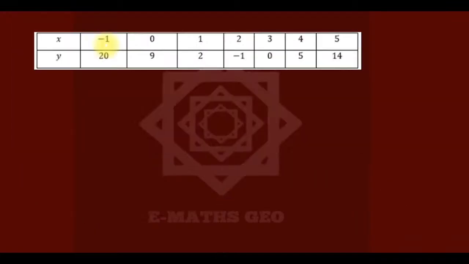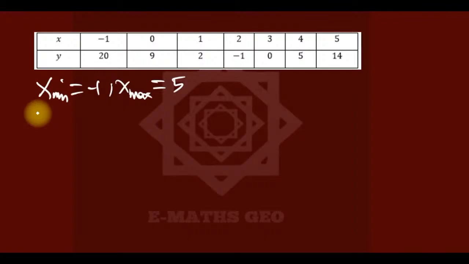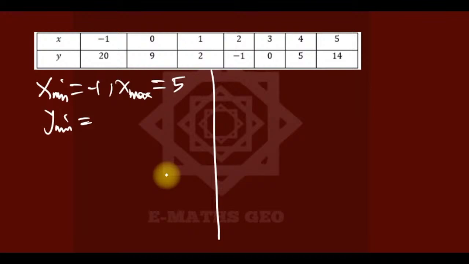X, the minimum, is very important, so we need to locate the 2. For x, the minimum is minus 1 and the maximum is 5, as you can see. For y, the minimum here is minus 1, while the maximum is 20. So what do you have to say?